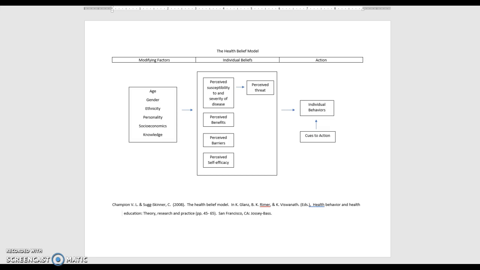This is one of the earliest models particularly used in health education and public health. It was developed initially in the 1950s by social psychologists in the United States, again, specifically in the public health service, to explain the widespread failure of people to participate in programs to prevent and detect disease.